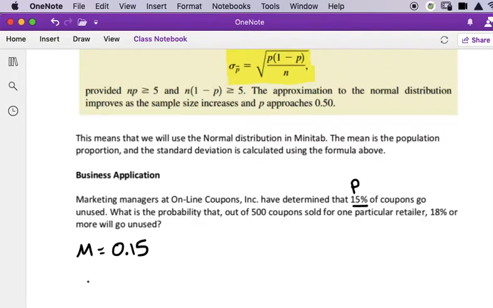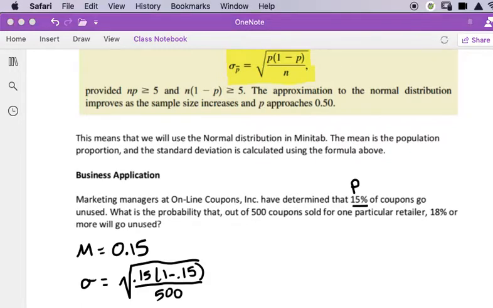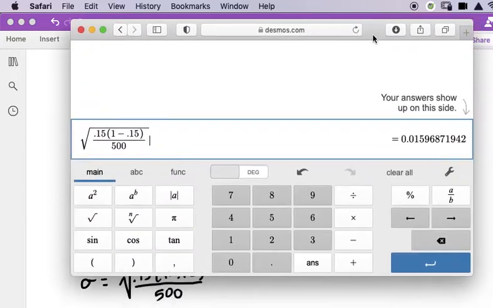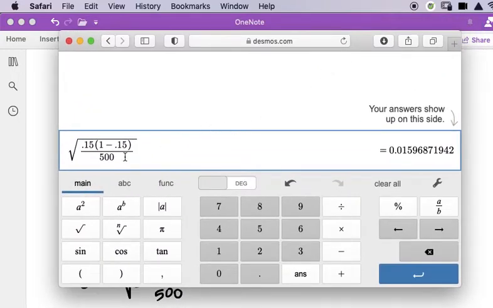Now, to calculate our standard deviation, we're going to do P times 1 minus P divided by N, and then take the square root of all of that. So square root of 0.15 times 1 minus 0.15, or I could do that in my head, I know that that's 0.85, and then divide that all by N, which is 500. So I'm going to do this on my calculator using the scientific calculator at Desmos.com. You can use any calculator that you like, really, but I think that this one works really well.